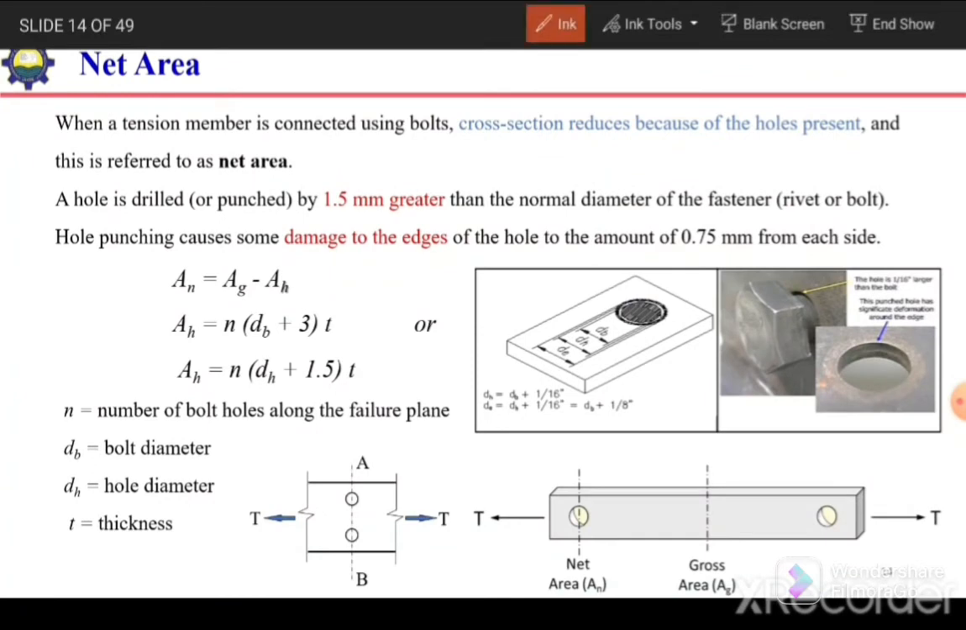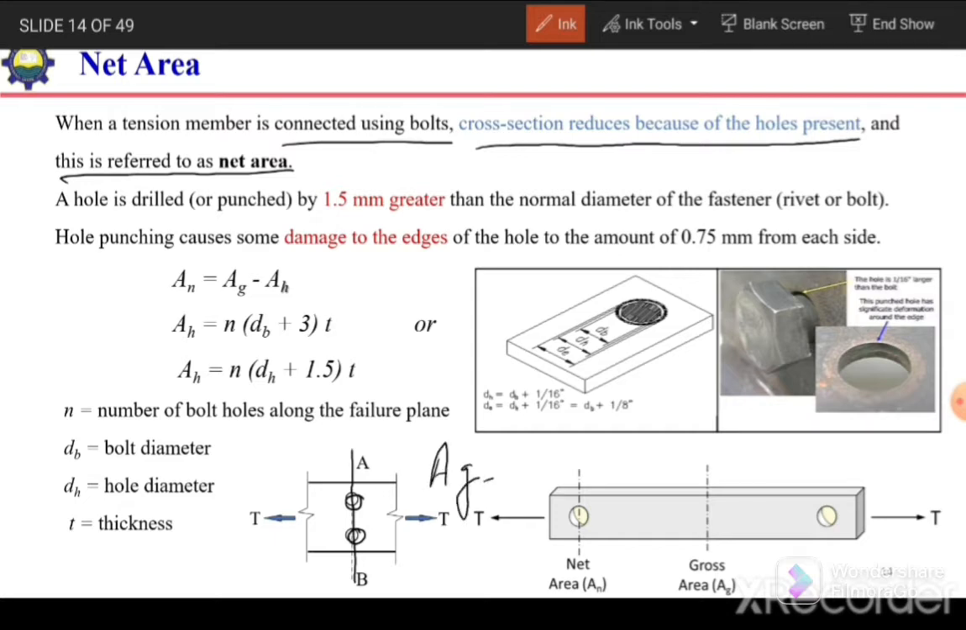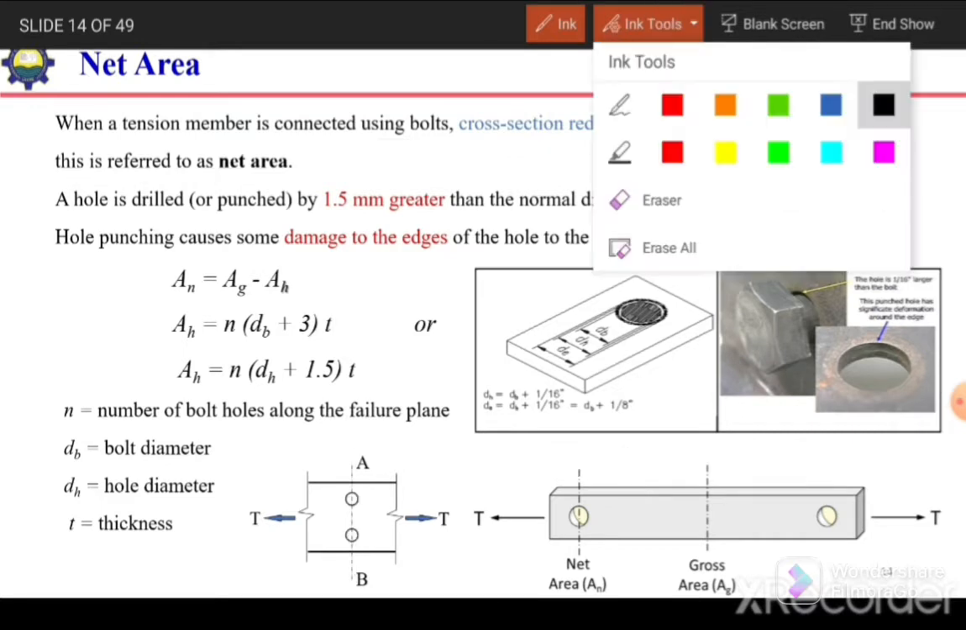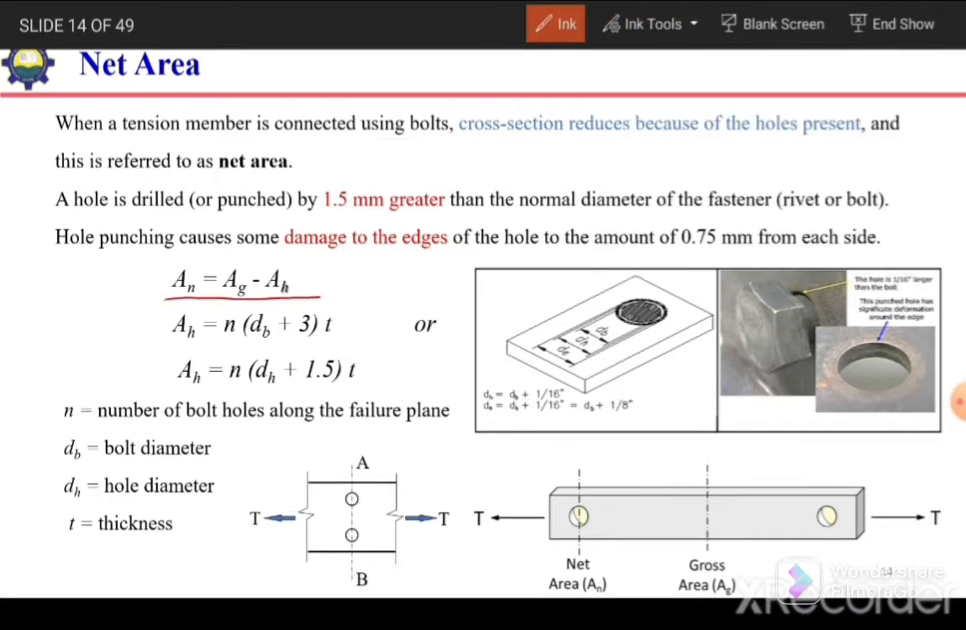So next is net area. When a tension member is connected using bolts, the cross section reduces because of the holes present, and this is referred to as the net area. So the area at this section where there are holes inside the member will be termed as net area. So it will be equal to gross area minus area of holes.